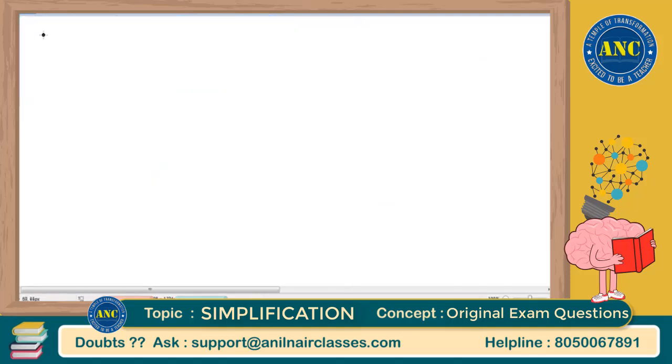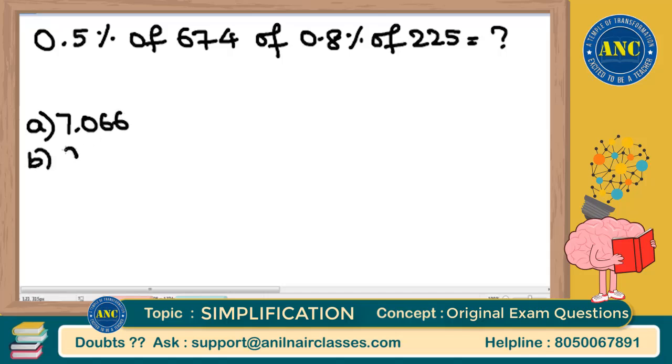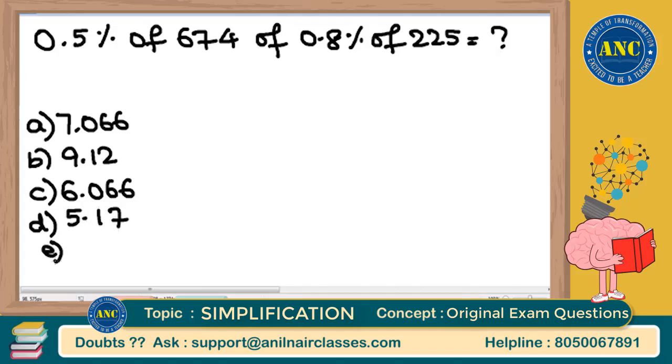See this question. Another question. 0.5 percentage of 674 of 0.8 percentage of 225 is equal to question mark. Options are 7.066, 9.12, right? 9.12. Third option is 6.066. Fourth option is 5.17. And the last option is none of these, right?